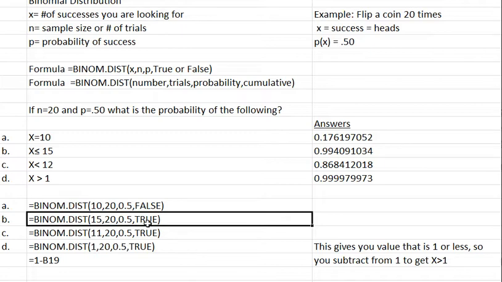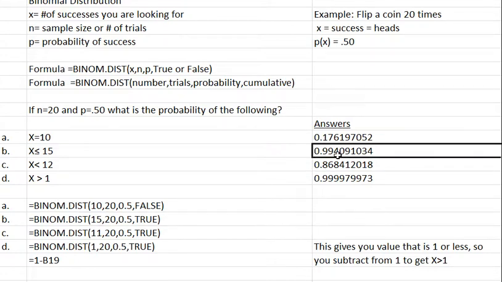In other words, we want to know the probability of getting 15, 14, 13, 12, 11, 10, 9, 8, 7, 6, 5, 4, 3, 2, 1, and 0. And that's what it gives us, and that probability is 99.4%.